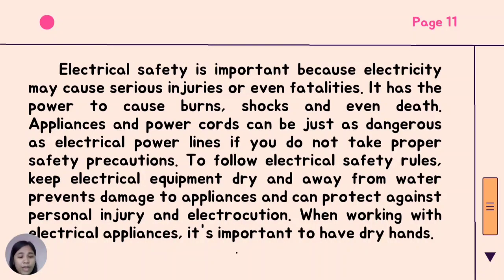And this is an example of an answer to that activity. Electrical safety is important because electricity may cause serious injuries or even fatalities. It has the power to cause burns, shocks, and even death. Appliances and power cords can be just as dangerous as electrical power lines if you do not take proper safety precautions. To follow electrical safety rules, keep electrical equipment dry and away from water, prevents damage to appliances and can protect against personal injury and electrocution. When working with electrical appliances, it is important to have dry hands.